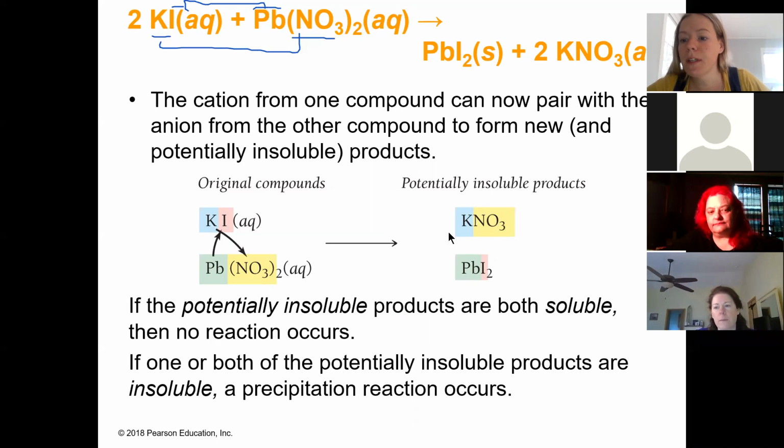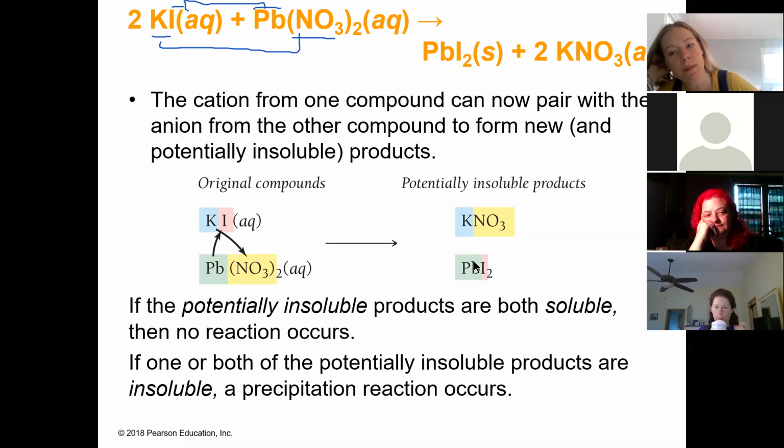Now, how do you determine if these are insoluble? You would have to go to the solubility chart. All right, so you'd have to go and look and see, oh, what happens with potassium? Well, I know for a fact potassium and nitrate are always soluble in water, so this is not going to be a precipitate. Lead and iodine, that is kind of a magic combination where we would get a precipitate.